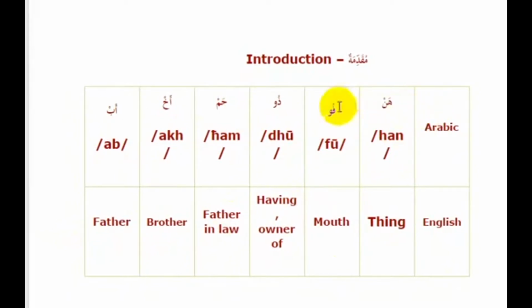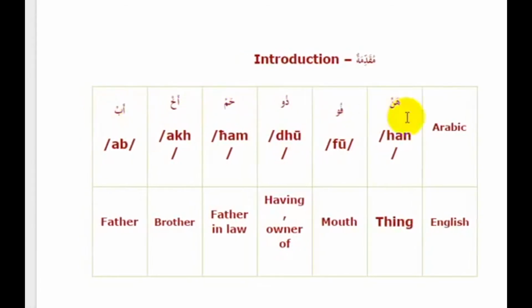Hen, fa, and above it you find which vowel? Dhamma. So fu, dhu, ham, ab. Hen, fu, dhu, ham, ab. Great. And this hen means think, fu means mouth, and so on. Great. Now you can identify these nouns in any sentence. You may say, yes, of course, it's so easy.